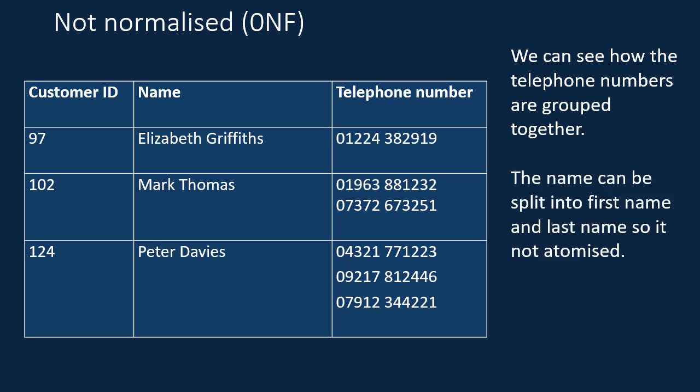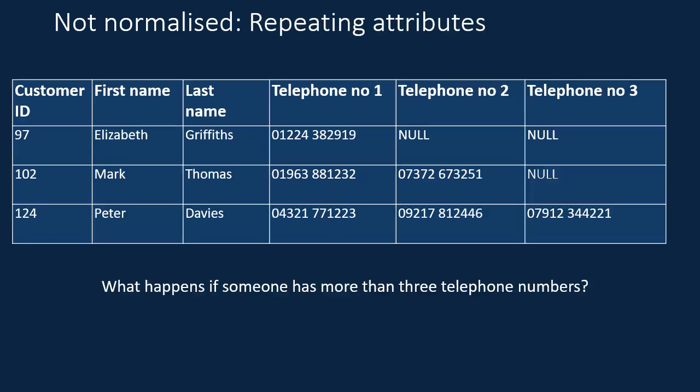The additional issue is that the name of the customer can be split further into first name and last name, so the data there are not atomized. Now, what we could do is rearrange our database such that we've split the first name and last name, so now those are two different attributes. So that's now atomized, the first name, last name, they're fully atomized.